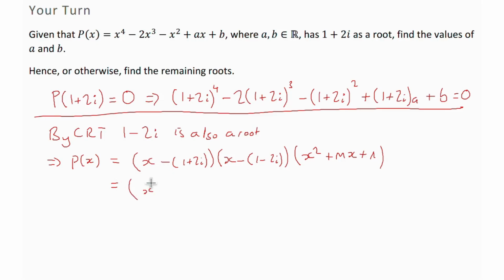Expanding this gives me x squared. I'm going to get minus 1x, so minus 2x, and then minus 2ix plus 2ix, so that's going to cancel. So this has got minus 2x's. And then my constant term within this bit is going to be 1 plus 2i times 1 minus 2i. 1 times 1 is 1. 2i times 2i is minus 4i squared. That becomes plus 4. So 1 plus 4 is plus 5.